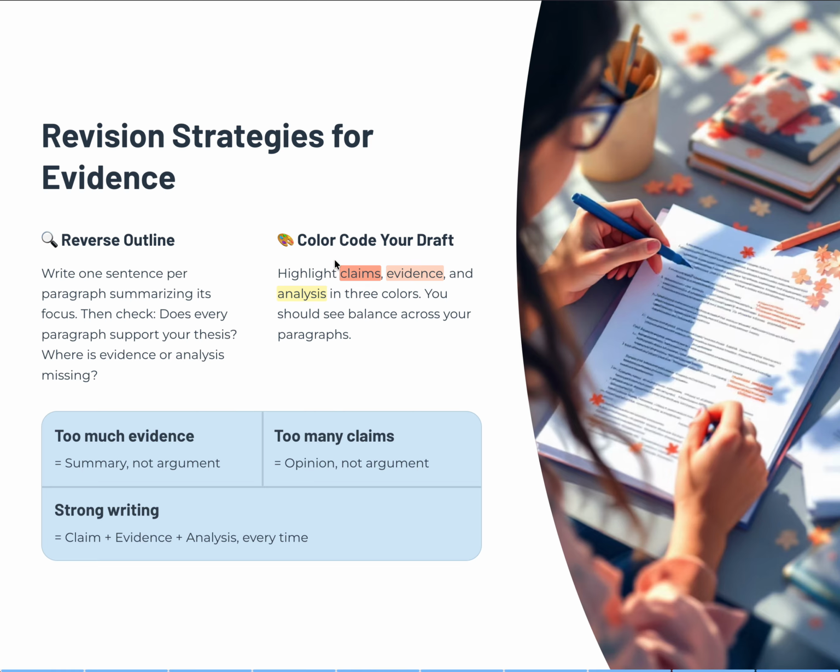You can also color code your draft. This is another method that you can use. Highlight your claims in one color, your evidence in another, and your analysis in a third. If your paper is mostly evidence, then you're summarizing. If it's mostly claims, then you're just providing us your opinion. Strong writing ultimately balances claim, evidence, and analysis in every single paragraph.